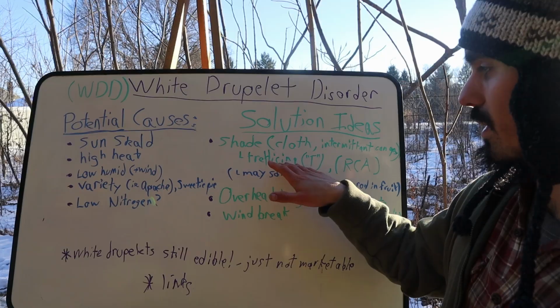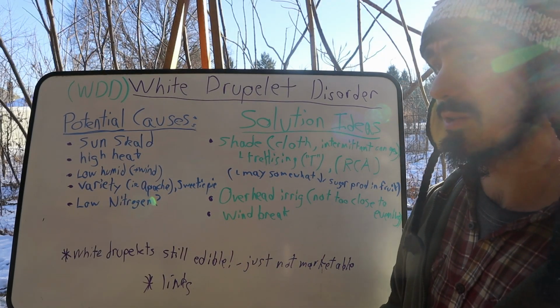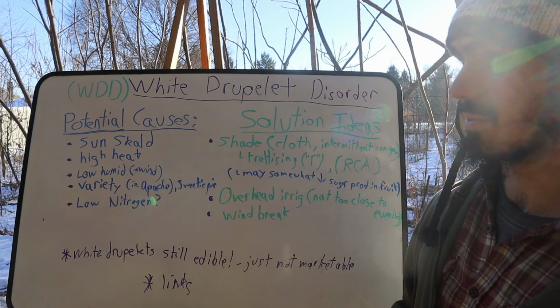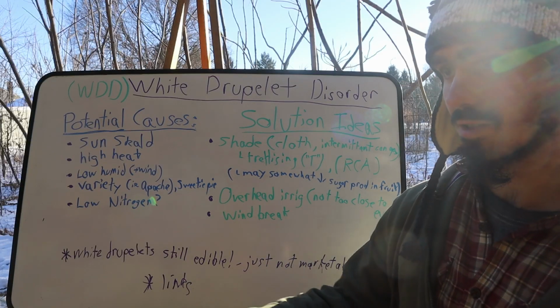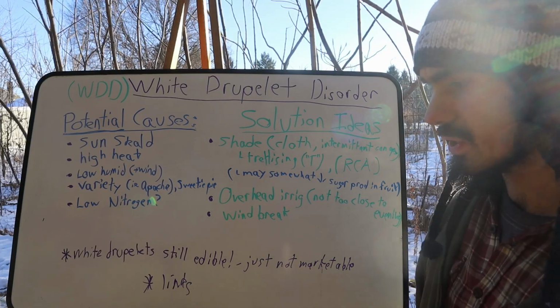And also we want to make sure that we are pruning well, but not too much. We want to make sure that there's enough other vegetative biomass on there to be able to protect some of those fruits from too much sun during parts of the day.